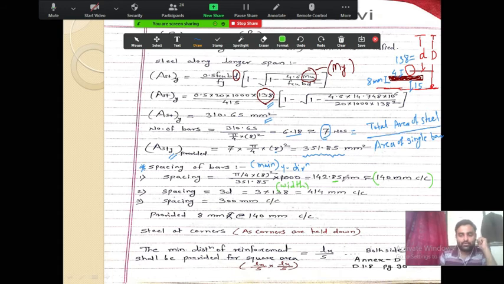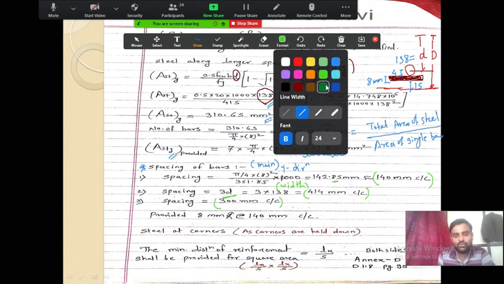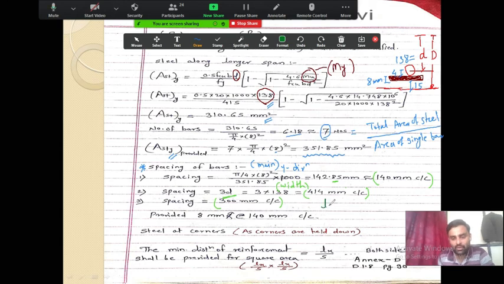Now after this, the spacing is 3D, that is 3 into 138. 138 is the depth in y direction. The spacing is 414, this is another value, center to center. And the last spacing is how much? It is 300. So the list of all these values you should take into consideration for further steps. You should take the least of all. So the least value is how much? It is 140 mm. 140 mm center to center is the least value.